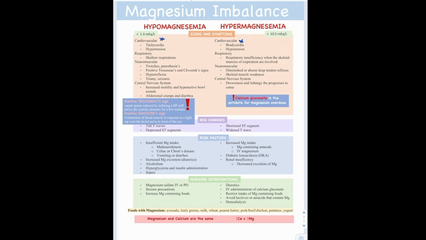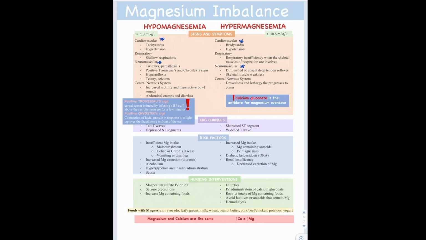Okay, not many differences. When we go back to hypomagnesemia, we're seeing neuromuscular twitches, paresthesias, positive Trousseau's and Chvostek's sign, hyperreflexia, tetany, and seizures. So these are all important because these are different than hypermagnesemia, which is going to have diminished or absent deep tendon reflexes and skeletal muscle weakness.